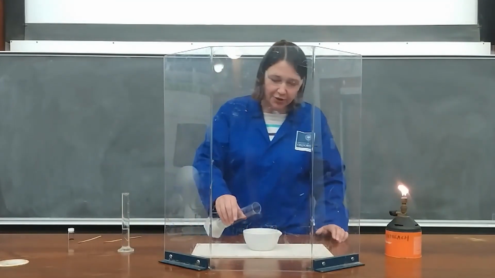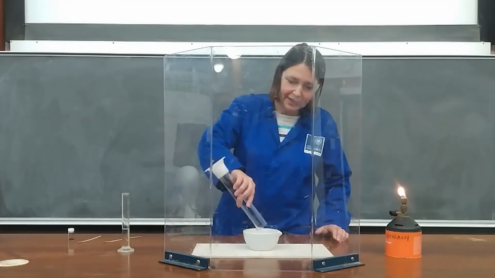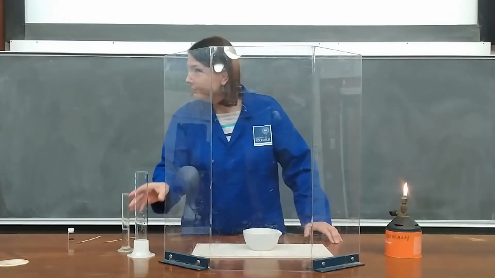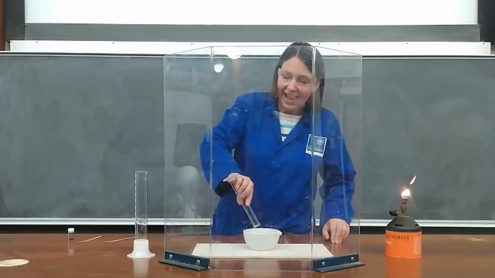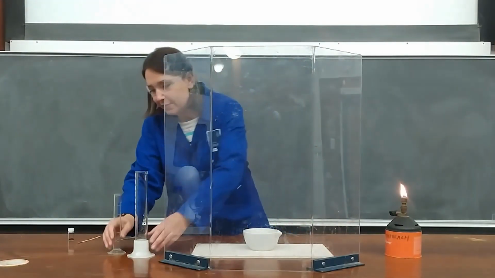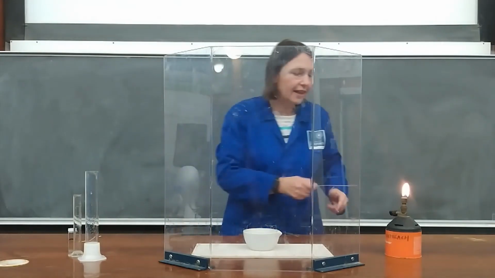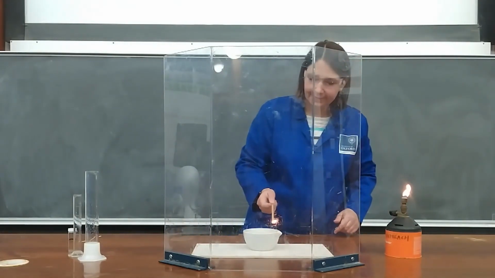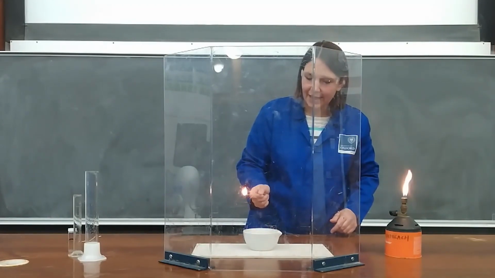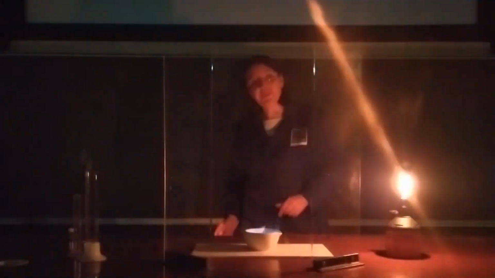I've got here some hydrogen peroxide, which I'm going to pop into this mortar. And some ethanol. Okay, so hydrogen peroxide and ethanol. Let's light that and see what happens. And if we dim the lights, we see that lovely blue complete combustion flame.